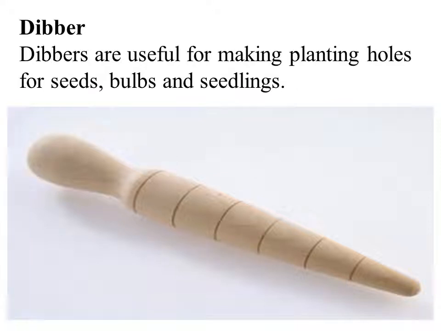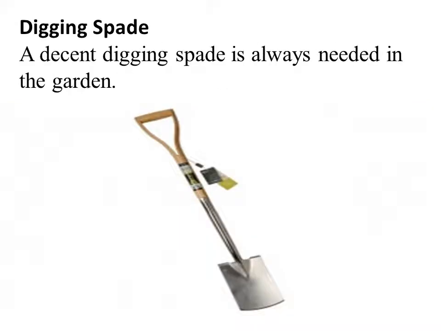Second tool is dibber. Dibbers are useful for making holes for planting seeds, bulbs or seedlings, meaning there is no need to dig much. When we prepare the soil for gardening or planting trees or seedlings or sowing seeds, then we need a dibber, which is used to make a small hole in which we put the seed or seedling or the baby plant for growing. That is the tool. You can see the picture of this in the slide.